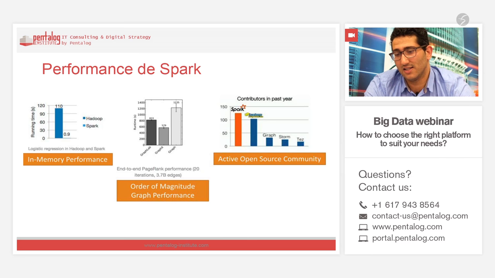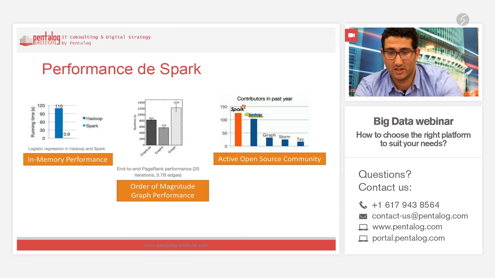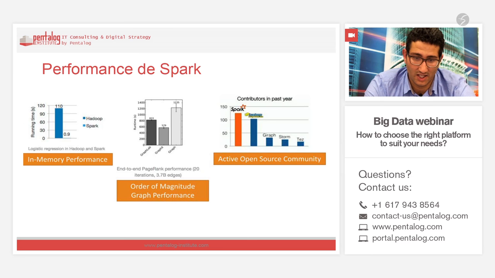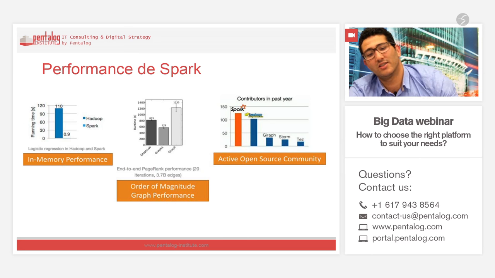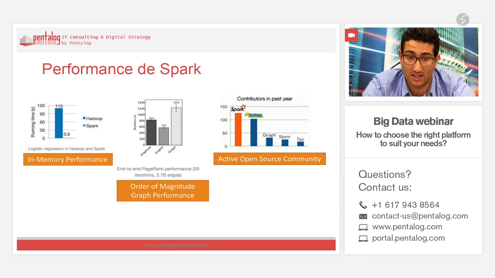Also, Spark has the most active open source community compared to Hadoop and Storm. And here in the figure in the middle, we compare GraphX, the graph library of Spark, on the runtime for end-to-end PageRank performance of 20 iterations and 3.8 billion edges. Spark with GraphX is the most rapid.